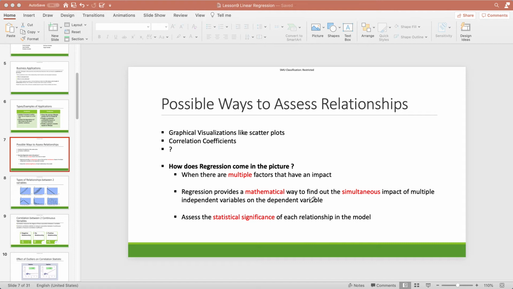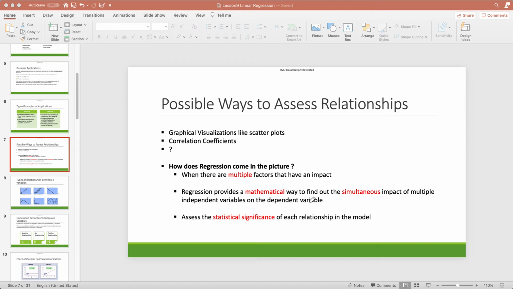So one is that, first of all, it's mathematical. So it will actually give you an equation which is very precise. So when you know the values of the x variables, you plug it into the equation and you get the value of y. So that is very helpful. It's not approximate, it's very precise in that sense. And it tells you the simultaneous impact of multiple variables.